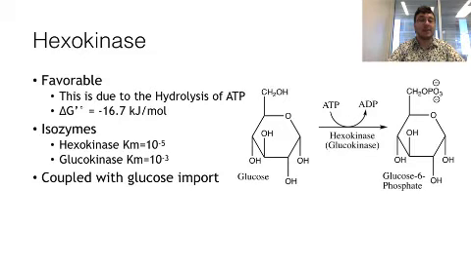The first step of glycolysis is the conversion of glucose to glucose 6-phosphate, which is done by hexokinase. This reaction is favorable, which is due to the hydrolysis of ATP. It is one of the steps which directly causes energy investment. Hexokinase has different isozymes. The most specific one is hexokinase. Hexokinase is found in organs which rely on glucose metabolism, such as muscle. This hexokinase enzyme has a relatively higher affinity and therefore a lower Km.